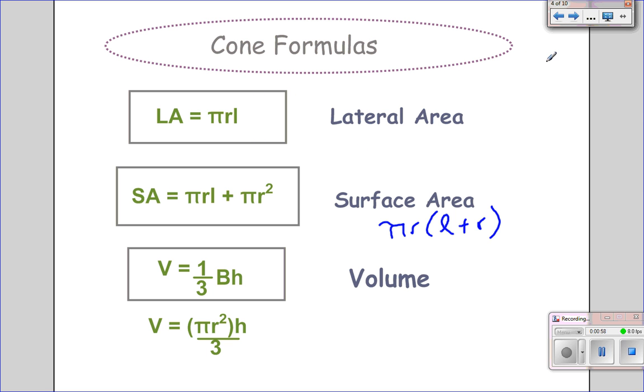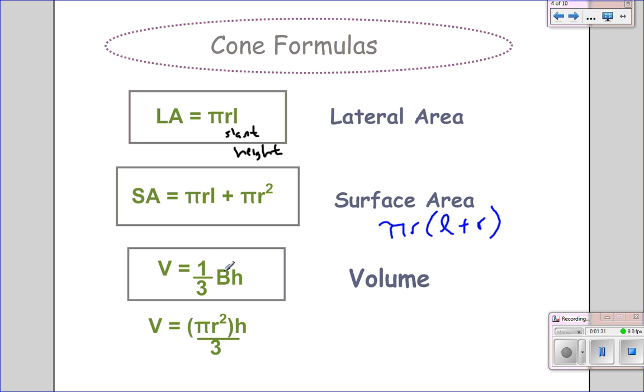All right, so here are the formulas for the lateral area, surface area, and volume of a cone. The lateral area of a cone is pi times the radius times the slant height. Remember, slant height is represented by L. The total surface area is pi r L, the lateral area, plus pi r squared, which would be the area of the base. Another formula that does not show up on your chart, but I think might be easier to use sometimes, is pi r times (slant height plus radius).